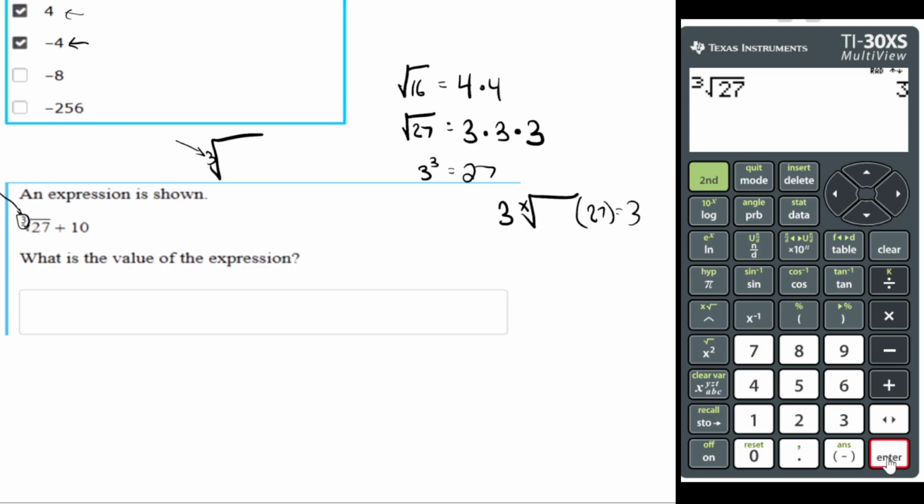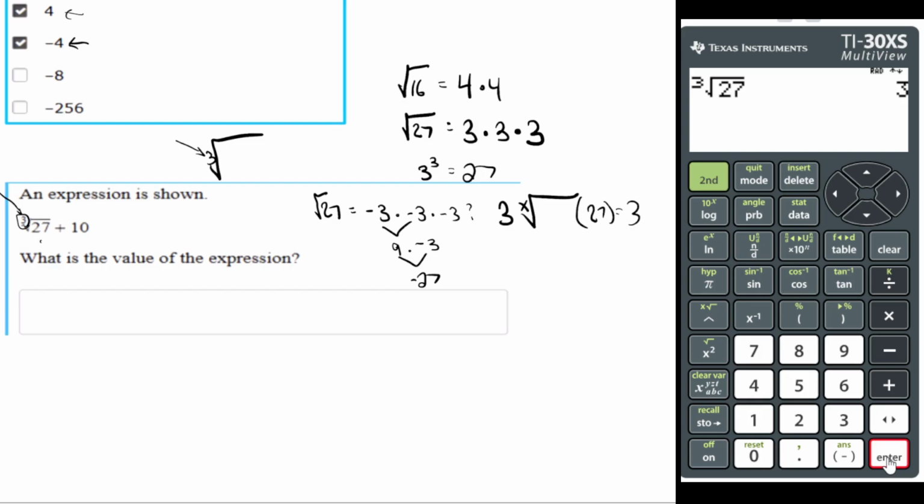Now, important thing to note: every number only has 1 cube root. Why? Because if you were to say the cube root of 27 would be -3, you would have -3 times -3 times -3. -3 times -3 would make +9, times -3. +9 times -3 would be -27, which doesn't match 27. So each number only has 1 cube root.